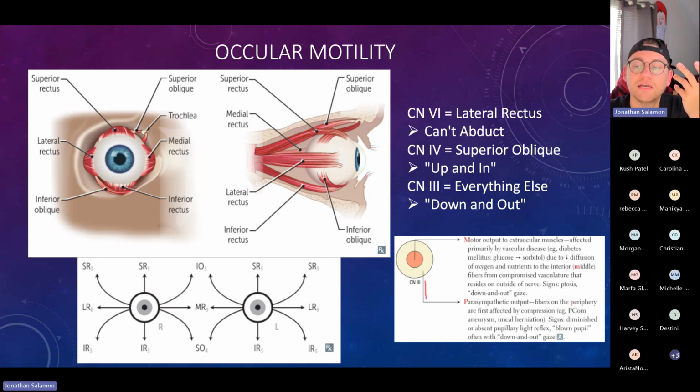Whereas if somebody has compression on the nerve, it's going to compress this parasympathetic part first. So then you're going to get your pupillary signs. You'll have the blown out pupil, or an uncal herniation. I would know those. Know the difference between that. I've seen more questions on this than I wish to have seen. This seems like a detail that shouldn't matter, but I've seen a lot of questions on this, from the perspective of not thinking I would see any.